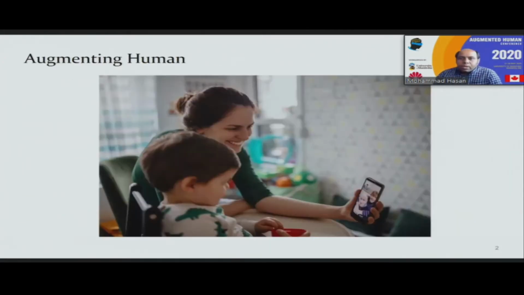As we all know, smartphones have become a powerful and versatile tool. We use smartphones not only for connecting with our friends and family members, but also for accessing information anytime, anywhere. So you can see that smartphones play a very vital role in augmenting our capabilities by supporting many of our everyday activities.